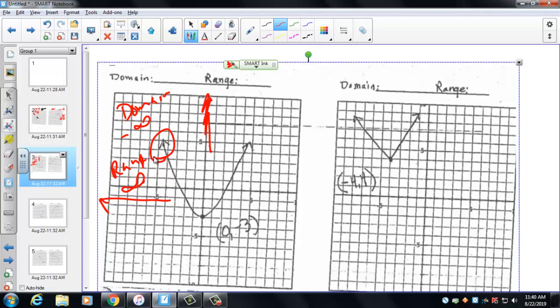Okay, so even though it's one arrow, it's going in two unique locations. Over here, this arrow, for the domain, it's positive infinity because it's going to the right. For the range, it's positive infinity. It's going to the right.